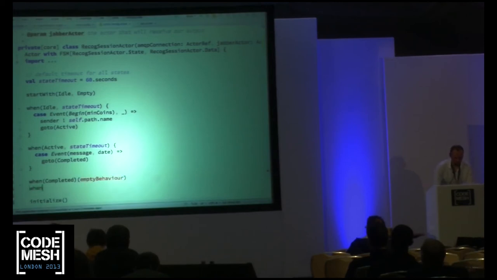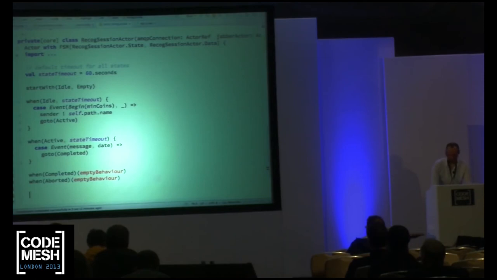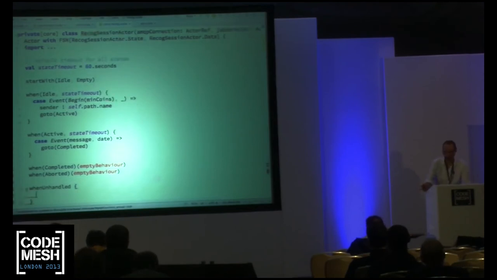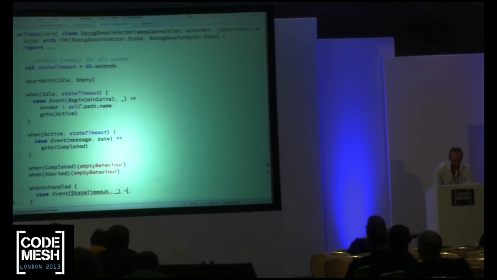And I have also another state called aborted. This is when we time out or something. And let's also do empty behavior. And when we are in any state, when we receive a message that we don't really understand, then we can define that as a global handler in when unhandled. So when we receive a message in any state that we don't really understand in any of these functions, then we're going to do what we type here. And what I would like to actually apply is some global behavior. So when we have state timeout, with any data, we go to aborted. So at any state we time out, we just go to the aborted state. And that's all we're going to do.